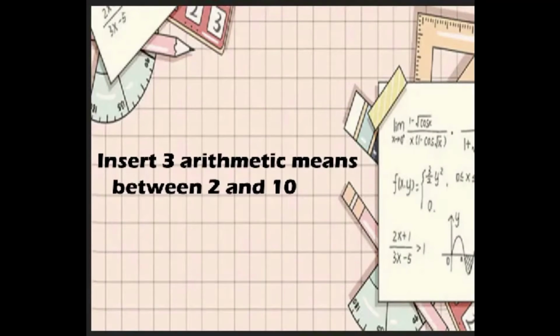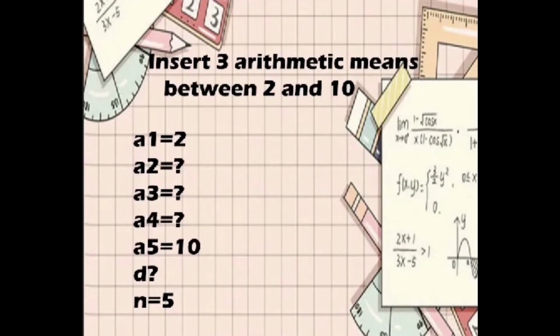Now we have the second problem. Insert 3 arithmetic means between 2 and 10. For the given, a sub 1 is equal to 2, a sub 2, 3, and 4 are unknown, a sub 5 is equal to 10, d is unknown, n is equal to 5.